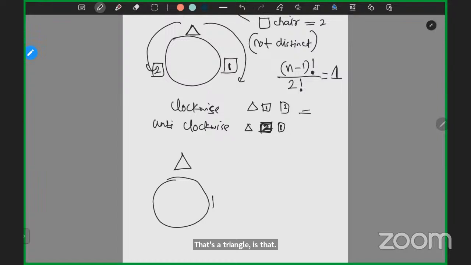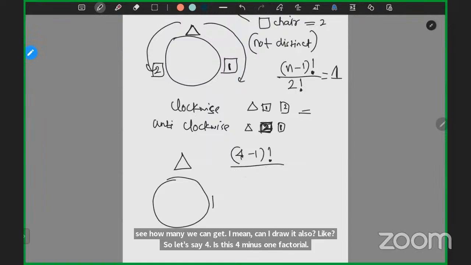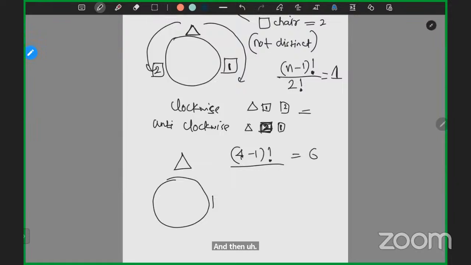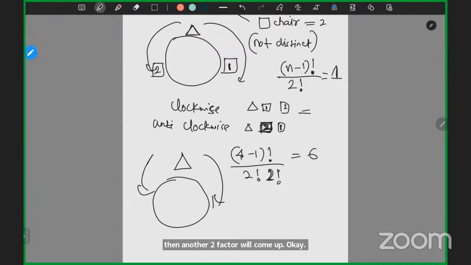Can I draw it also? So let's say 4 is this. So 4 minus 1 factorial, so that would be 3 factorial, which is 6. And how many same can I take? Let's say out of 4, 2 are same. So that would be 2 factorial. 2 are same, and clockwise, anti-clockwise are the same. If I arrange them, then another 2 factorial will come up, okay? So that will become 6 by 4. Is it possible?